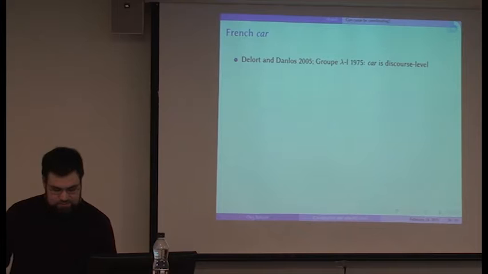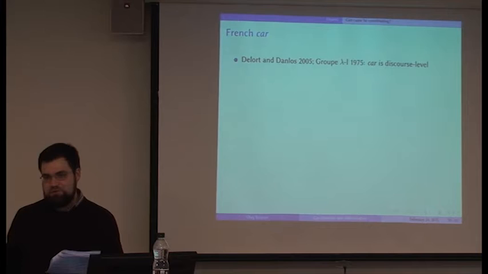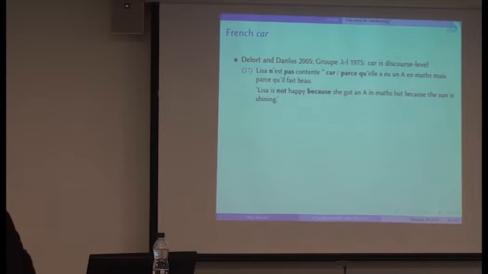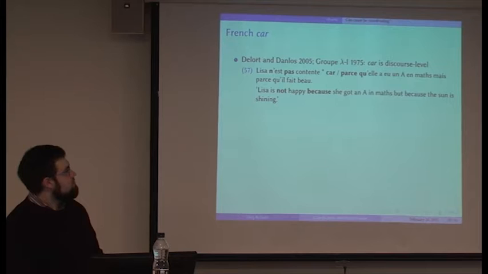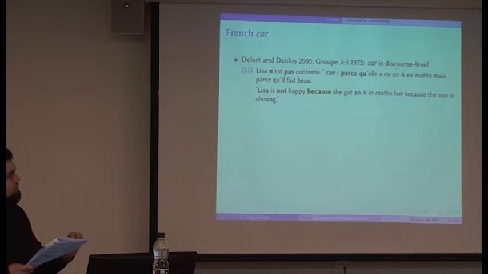A similar idea has been proposed by Delors and Danlos, and in earlier work by Groupe Lambda-l, for the French causal conjunction car. So French also has two conjunctions, parce que and car. One of them is more coordinating and one of them is more subordinating. Parce que is more like because, and car is more like, maybe, English for. And they show that just like denn in German, car cannot be in the scope of various semantic operators, such as negation. So in 57, Lisa n'est pas contente, car elle a eu un A, but car il fait beau is impossible, so you cannot say Lisa is not happy because she got an A, but because the sun is shining.